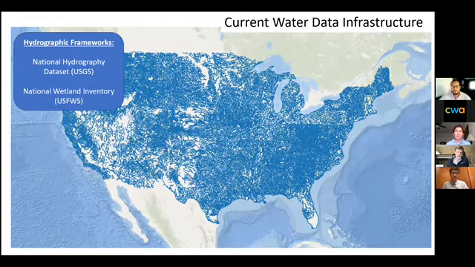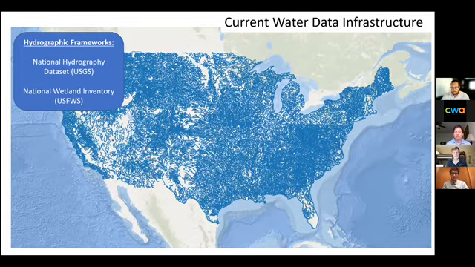And the reason why you start with these frameworks is because in order for water data to really be interoperable and discoverable, it needs to be connected to a common framework. It needs to be connected to the landscape. It needs to be connected to the water itself so that you can discover information using upstream, downstream, within a watershed type searches.